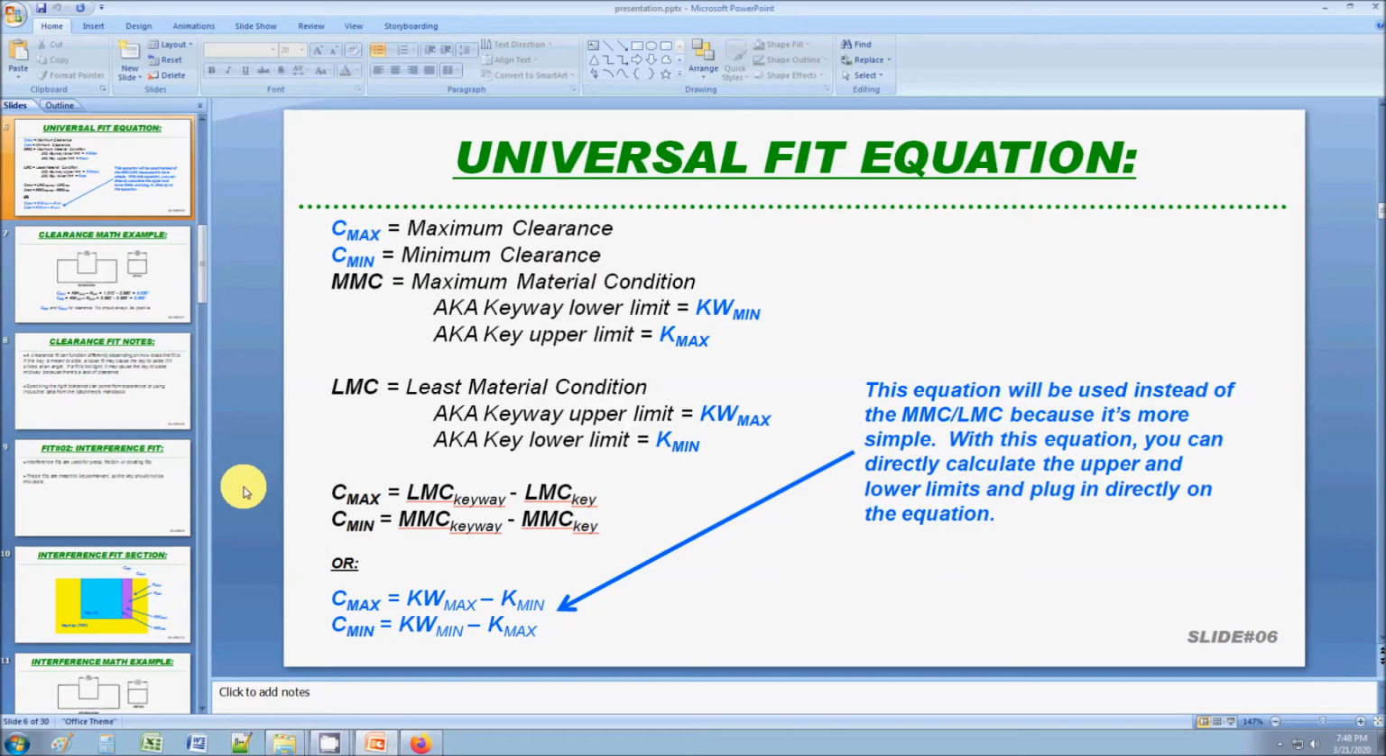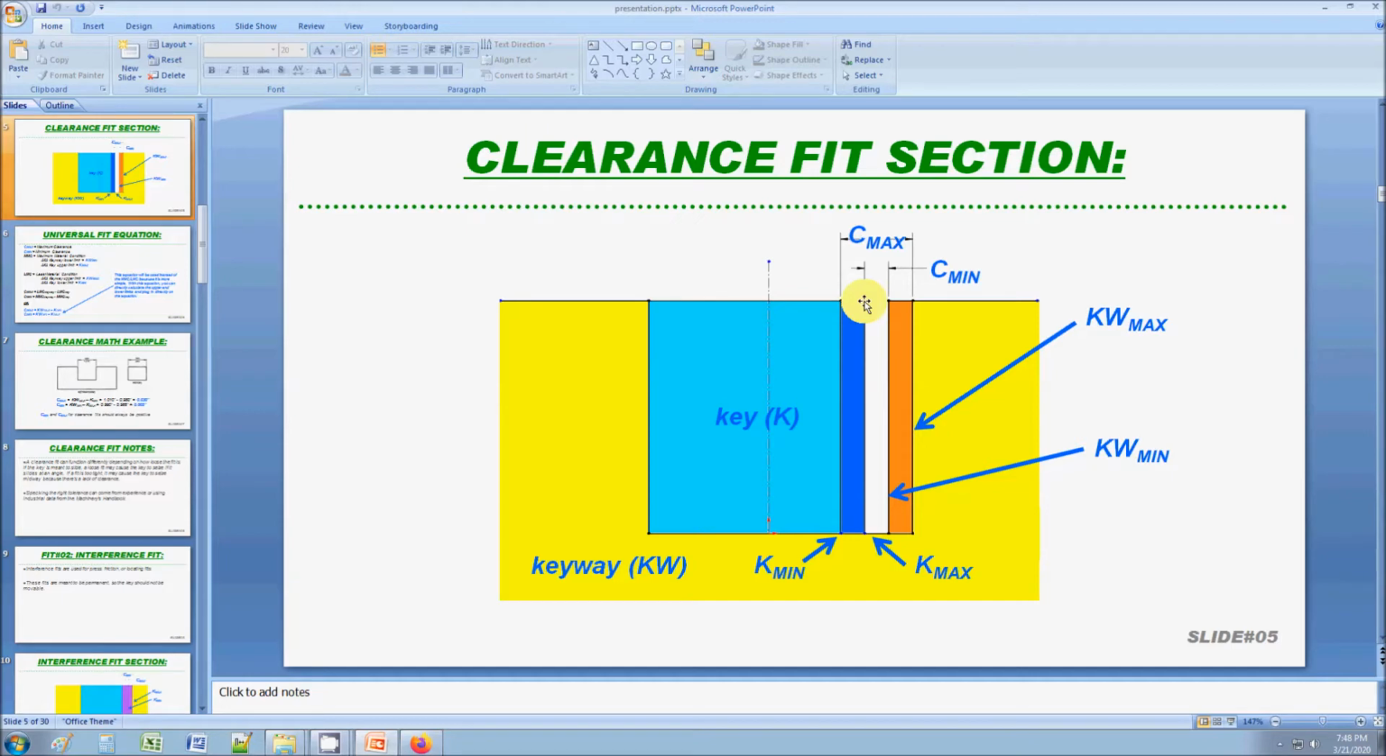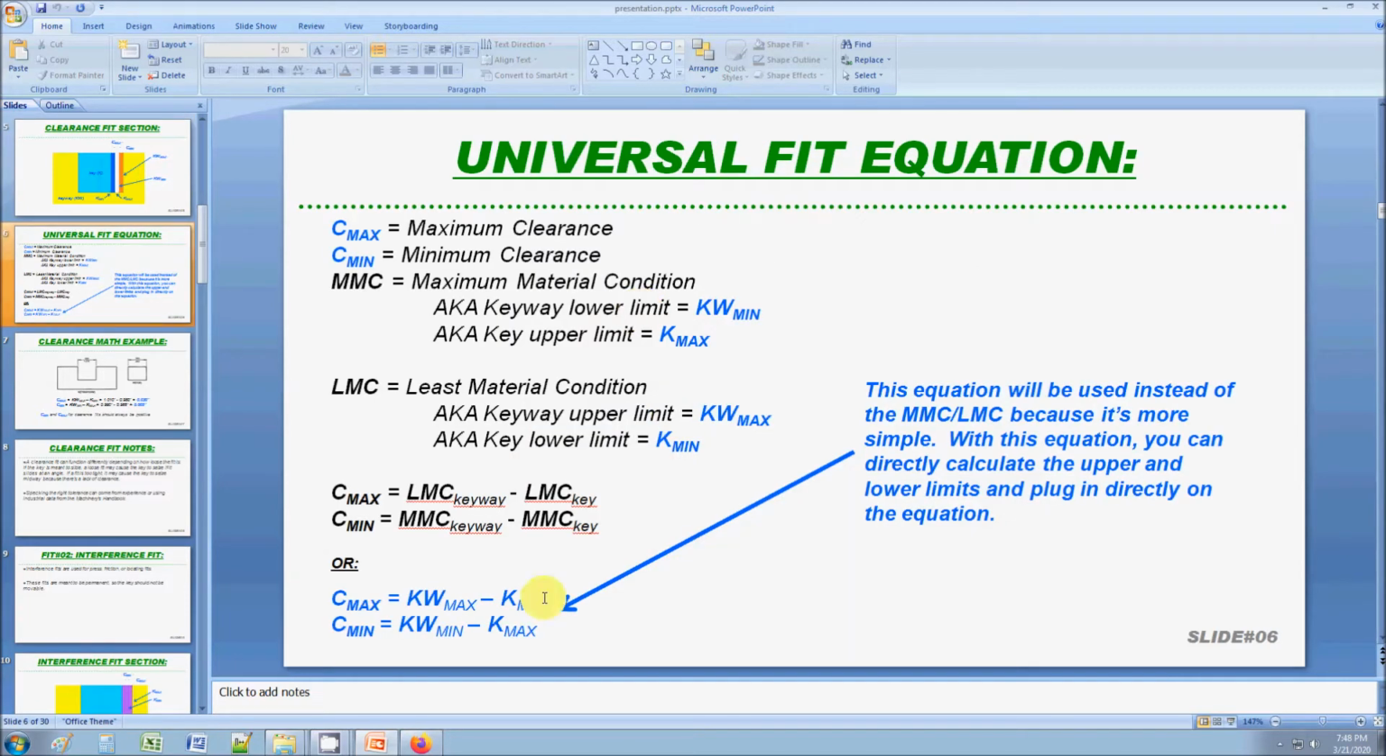So in GD&T, they have these terms called maximum material condition and least material condition. All that means is that this is the maximum material condition, and this is the least material condition. Okay, so these are just fancy terms. But at the end of the day, here's an easy equation you can use to figure out your tolerances. It's just a plug and chug equation. Okay, a little bit of algebra. It's very straightforward. Once you get used to tolerancing, you won't even need this equation anymore. You'll just do it in your head.